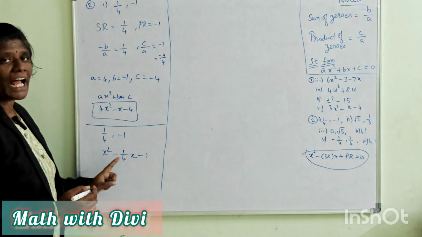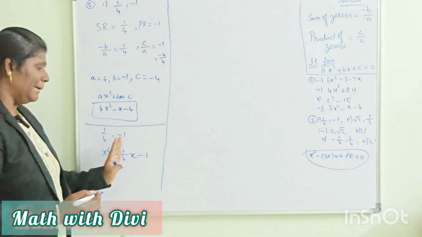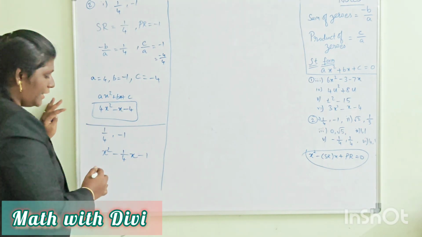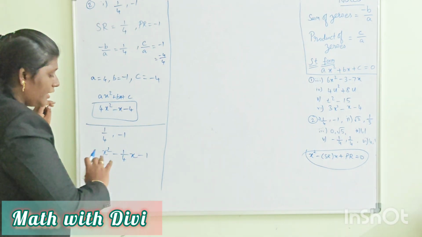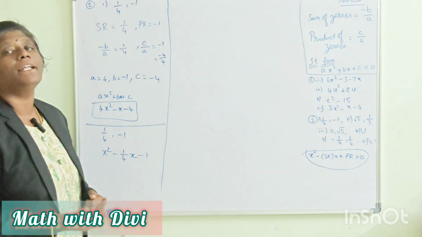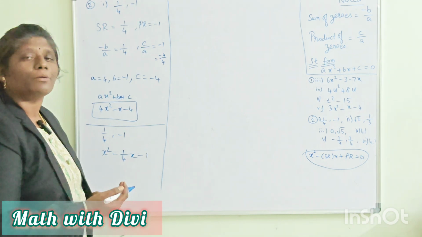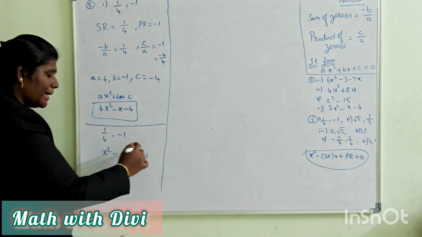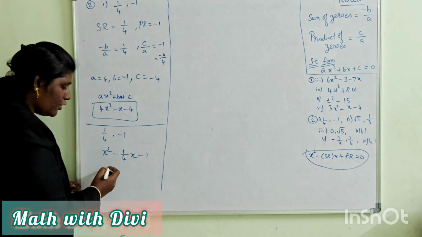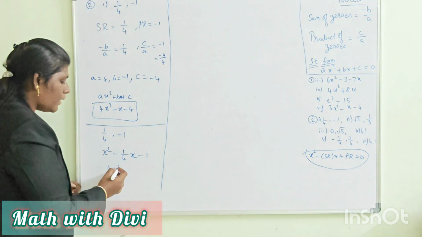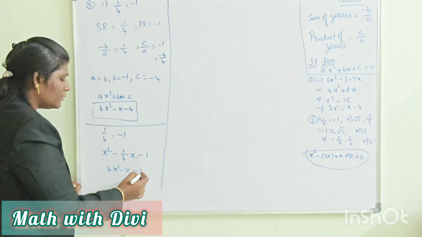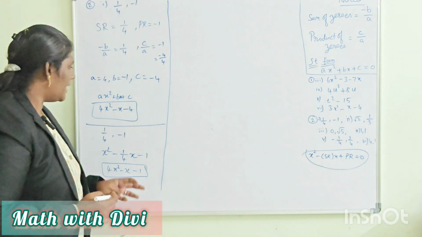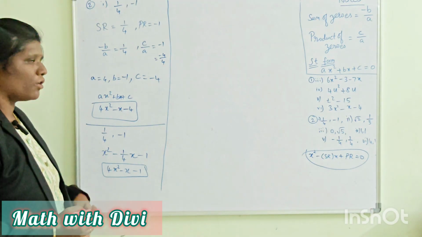Now we have a fraction here, so multiply the whole equation, the whole polynomial, with the denominator. Whatever number we can multiply by to remove the denominator, we multiply by that number. Okay, so I am multiplying the whole thing with 4. So 4x square minus x minus 1 is equal to 0. If the question asks for an equation or polynomial, definitely we can stop here.